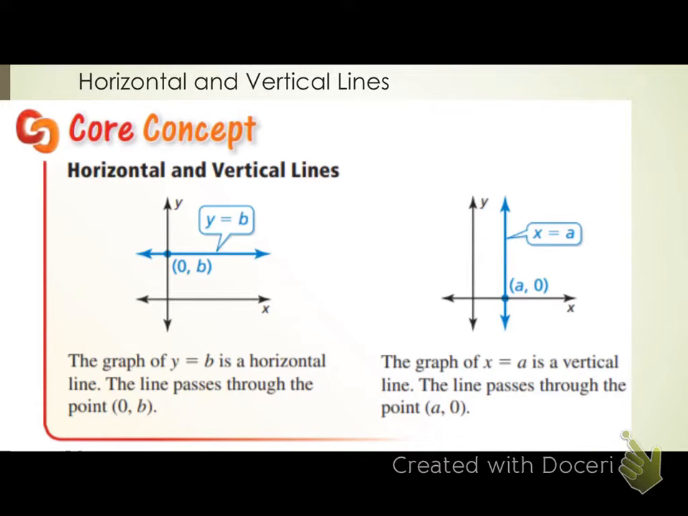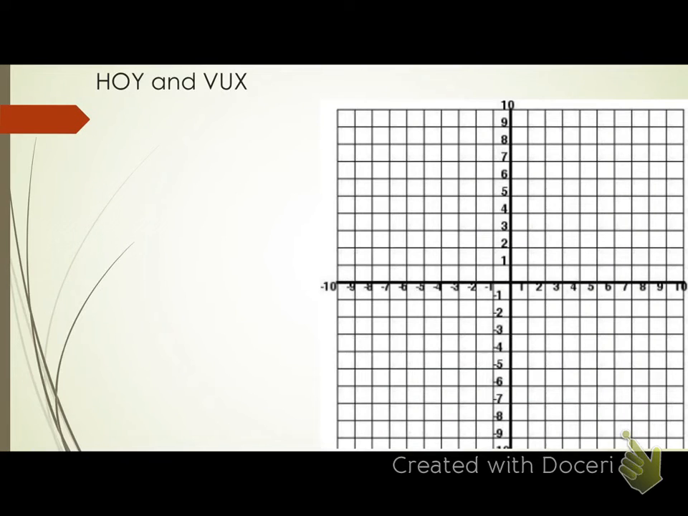You need to know, though, that horizontal lines take on the form of an equation, y equals a number. There's no x variable in that equation at all. Vertical lines take on the form of an equation, x equals a number. There's no y variable at all in that equation. Everyone got that? Okay.